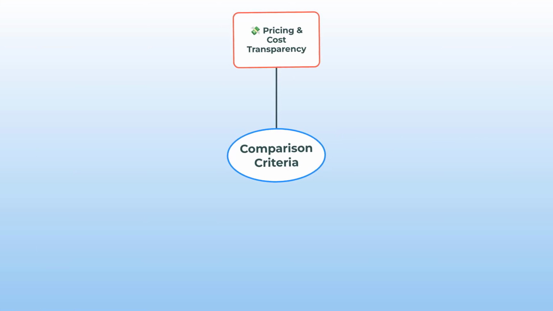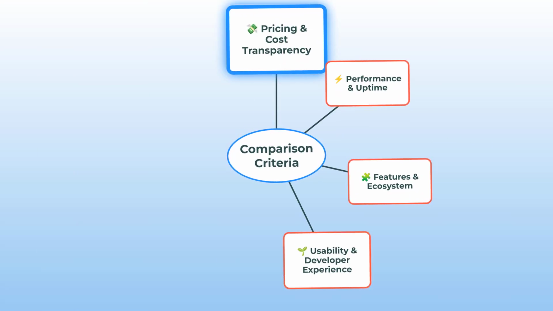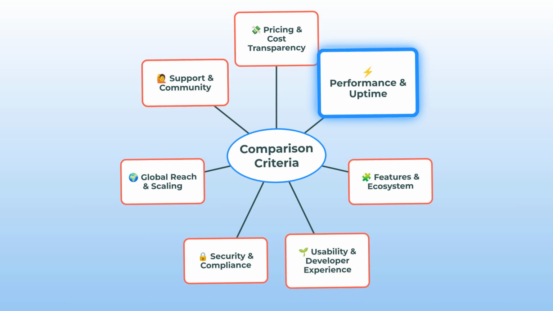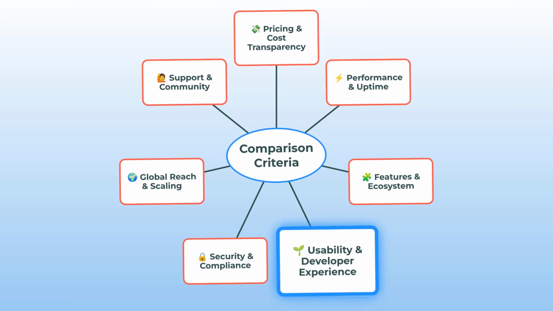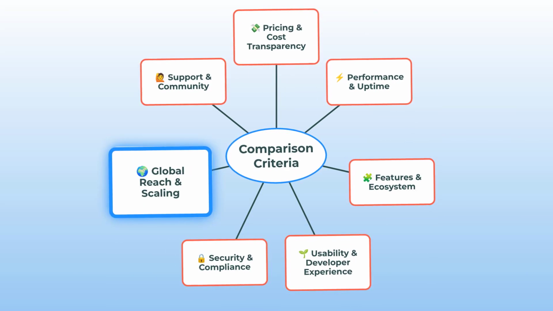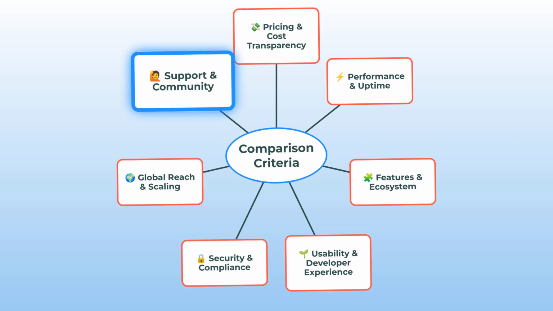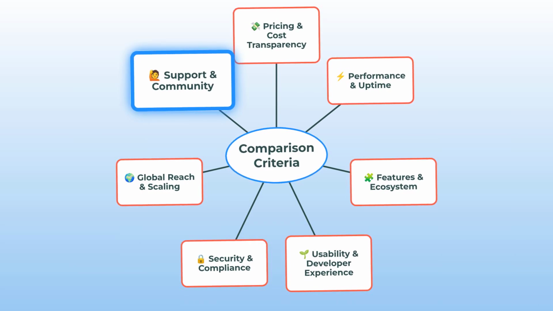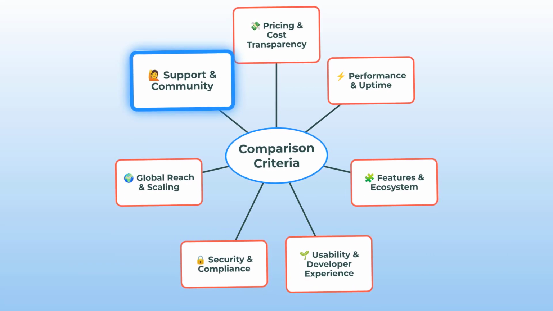Quick roadmap, here's what we're gonna look at. Pricing and cost transparency, performance and uptime, features and ecosystem, usability and developer experience, security and compliance, global reach and scaling, and finally, support and community. I'll walk through each category so you'll have everything you need to make a solid call.